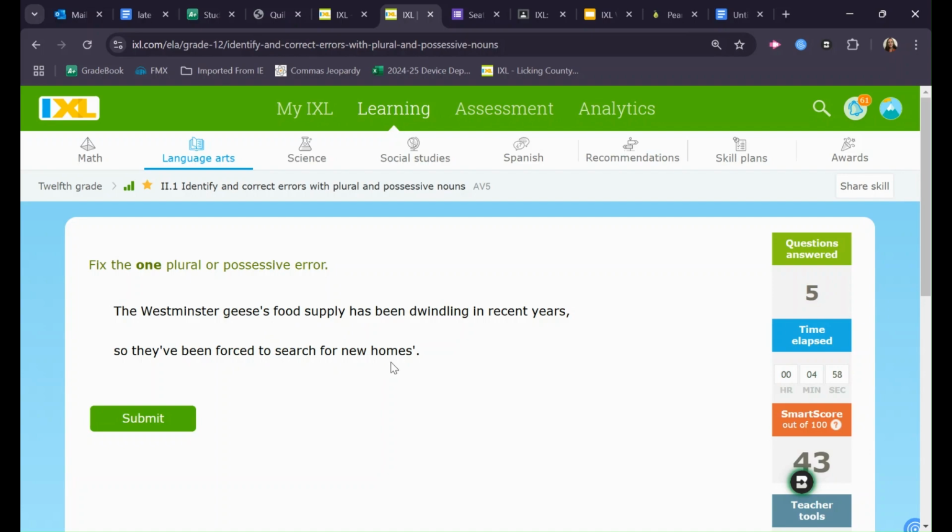Okay, if I look over at homes, then I can see we've got a problem there. Is it plural? Yep, we're talking about multiple homes. Is it possessive? Nope, there's nothing coming right after the word homes that they possess. So it's just a basic plural, non-possessive word.